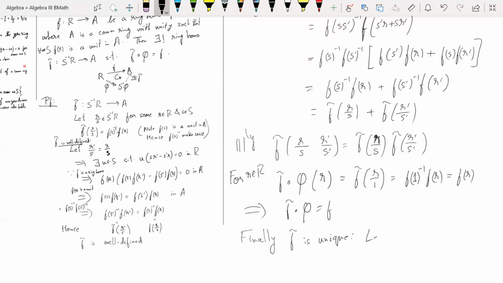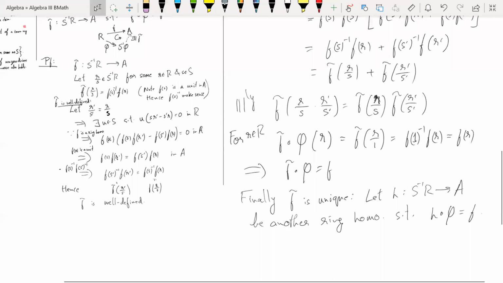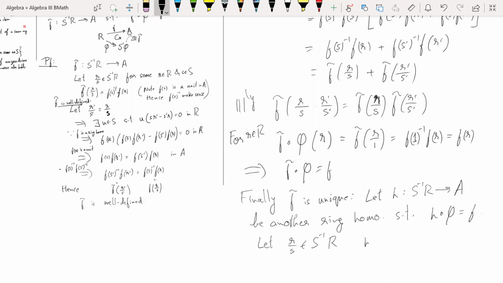So let H from S inverse R to A be another ring homomorphism such that H composed with phi is equal to f. Then we want to say that H is the same as f tilde, that H and f tilde agree. So let's take any element: let r over s be an element of S inverse R.